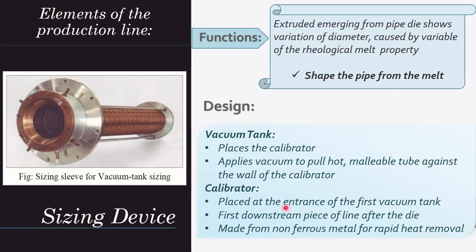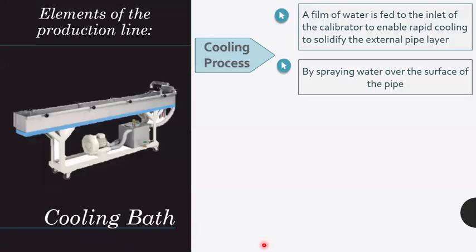And the calibrator is placed at the entrance of the first vacuum tank, and it is the first downstream piece of the line that the polymer melt meets after exiting the die. Calibrators are usually made from non-ferrous metal for rapid removal of heat.